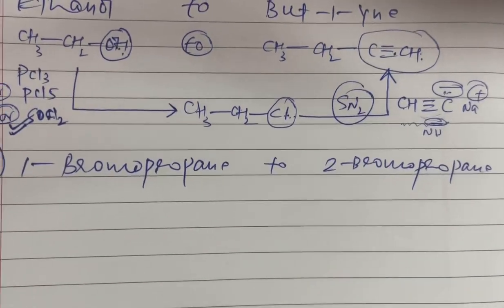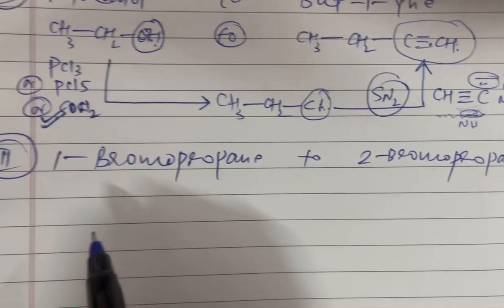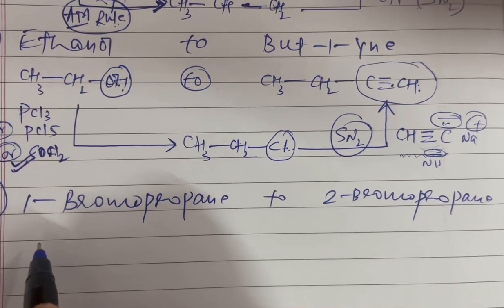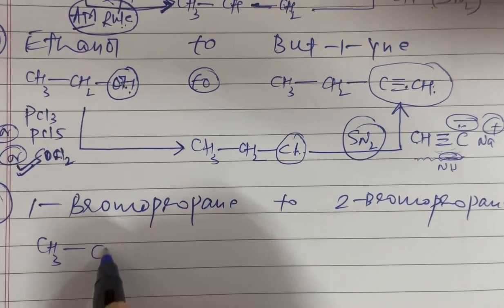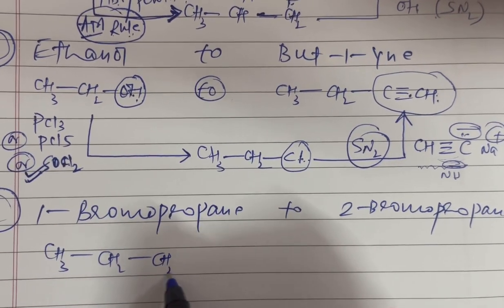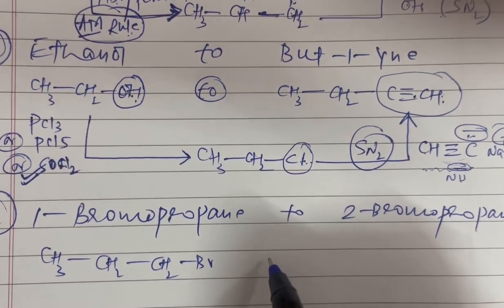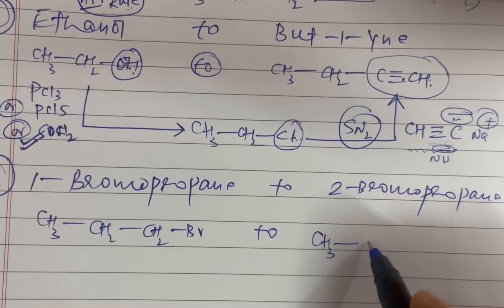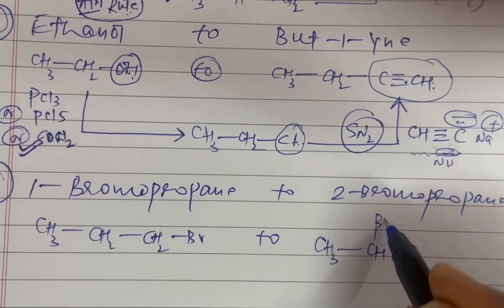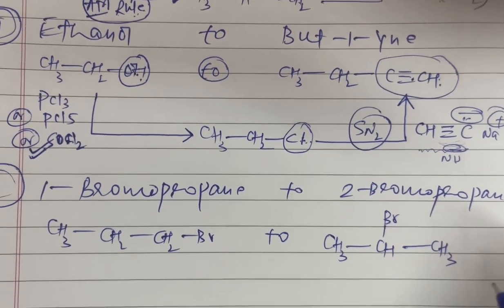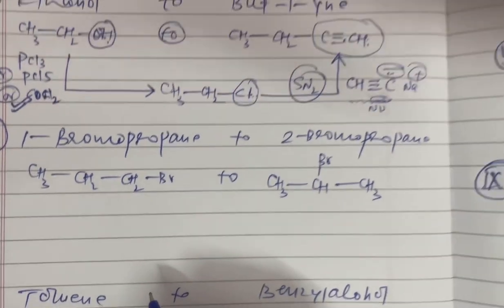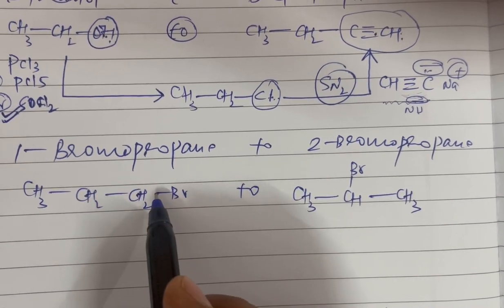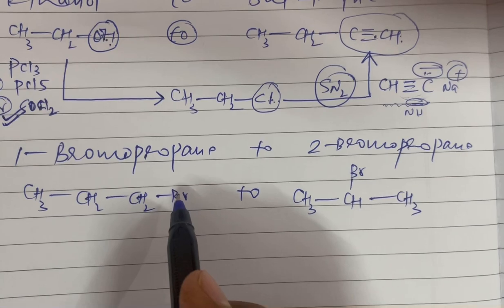Now the third reaction: they are asking to convert 1-bromopropane to 2-bromopropane. Let's draw the structure first. 1-bromopropane is CH3CH2CH2Br, and 2-bromopropane is CH3CHBrCH3. Here they are asking to change the position of this Br from this carbon to this carbon. Directly we can't do anything. So what do we do?